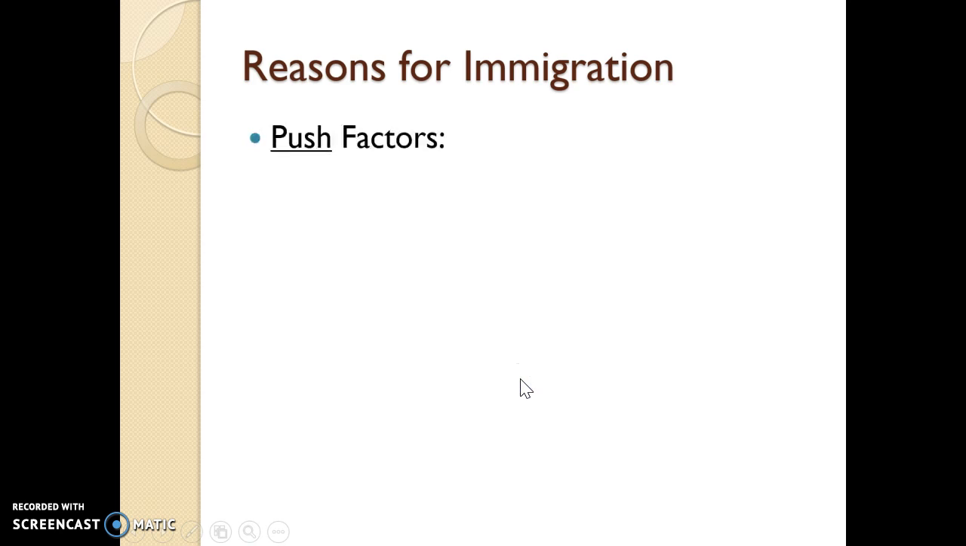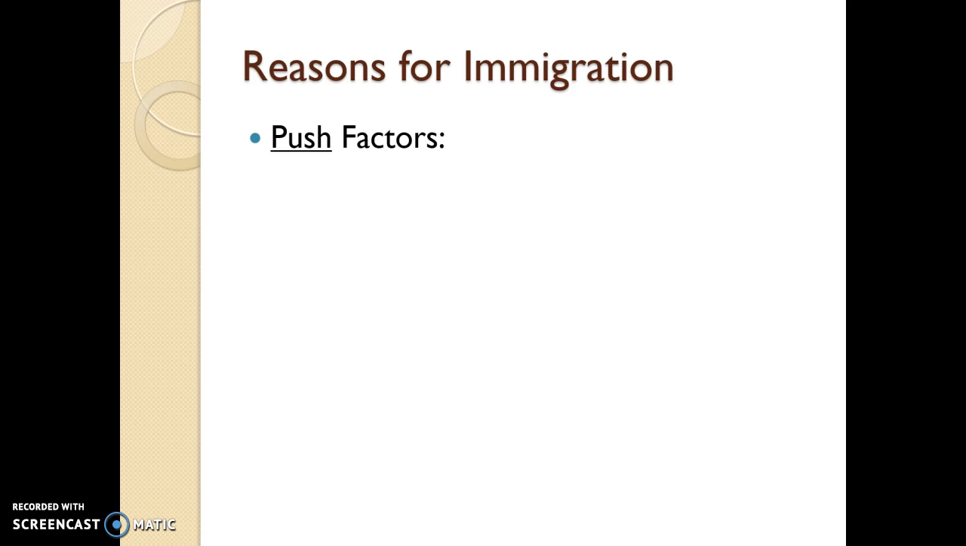All right, so the first thing we're going to look at are the reasons for immigration. So anybody that's not moved from one place to another knows that that's an arduous process, especially if you're moving from one country to another, especially if you're moving to a country you've never been to and don't know the language, and that's a huge decision. And so it's important to look at why that happened.